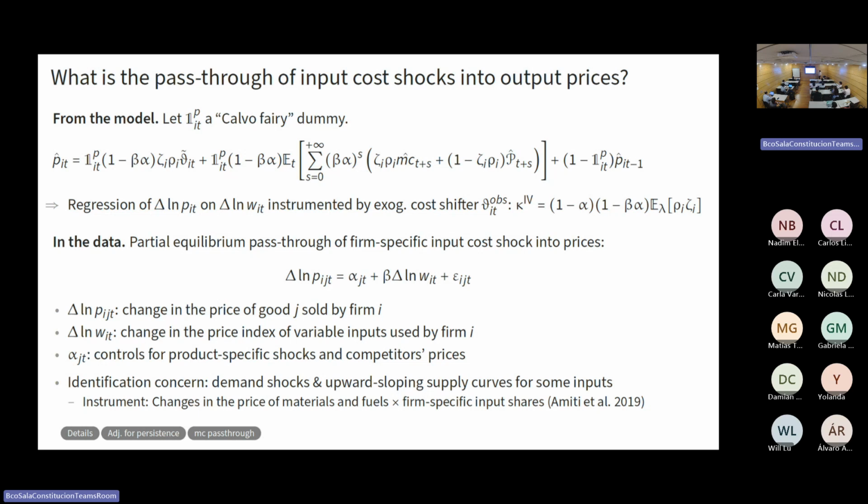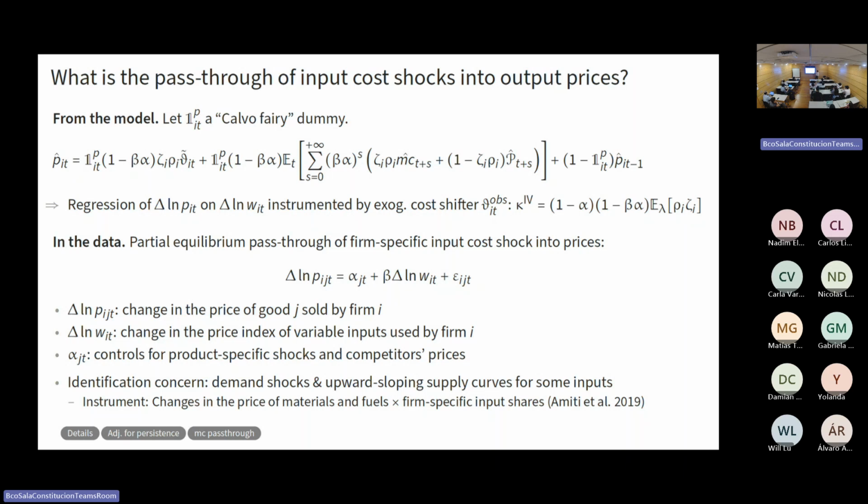Now, the main identification concern comes from the presence of potentially input-specific, firm-specific input prices. So imagine that this firm receives not a cost shock, but a demand shock. Okay? That demand shock goes in here. The demand shock is going to give incentives for the firm to increase its price and increase its quantity. Okay? If the price of inputs that the firm needs to pay depends positively on its quantity, that means that this number is also going to increase.